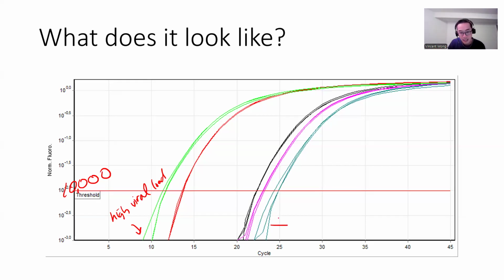Whereas, like a sample over here, it takes 25 cycles of PCR to reach 10,000 copies. So you didn't have a lot of samples to begin with. You need to copy over and over and over and over again before you get 10,000. So this last sample right here probably doesn't have a lot of virus in it. This person is probably recovering already.